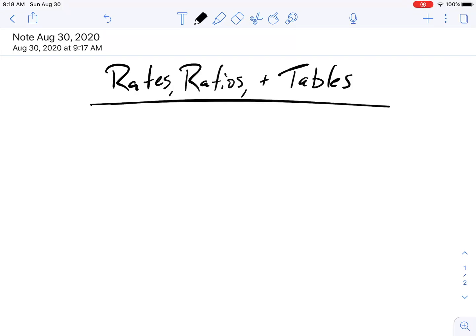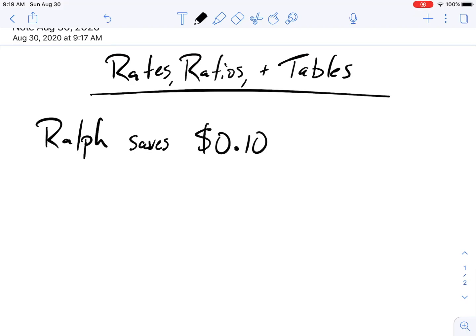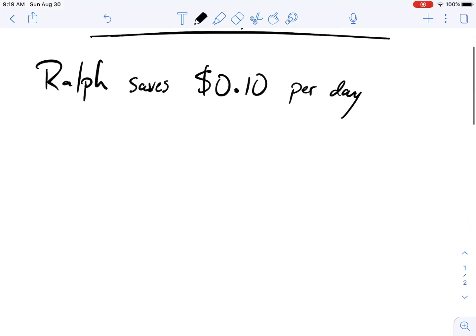I'm going to be reviewing some rates, ratios, and tables for you today. So we're going to go over a problem with that. Remember, a rate or a ratio is something where you're comparing two things using numbers, okay? So let's pretend we have a friend, Ralph, and Ralph saves 10 cents, which is $0.10, 10 cents per day. Okay, so Ralph is saving 10 cents per day.